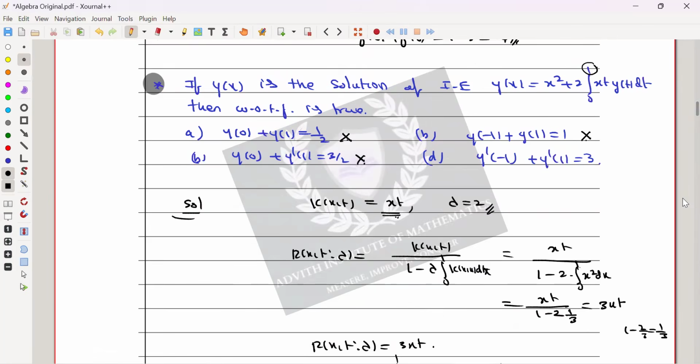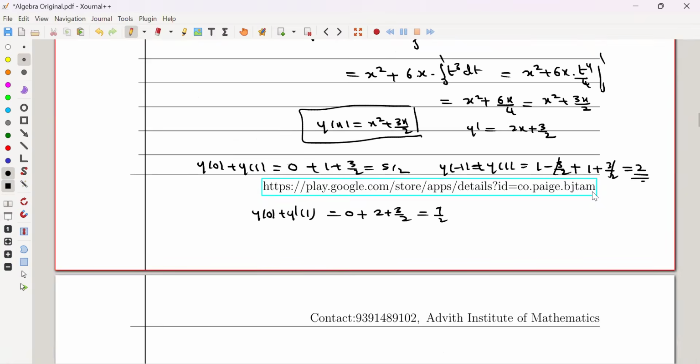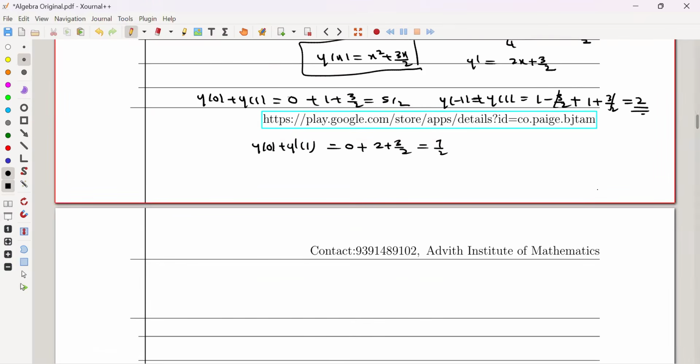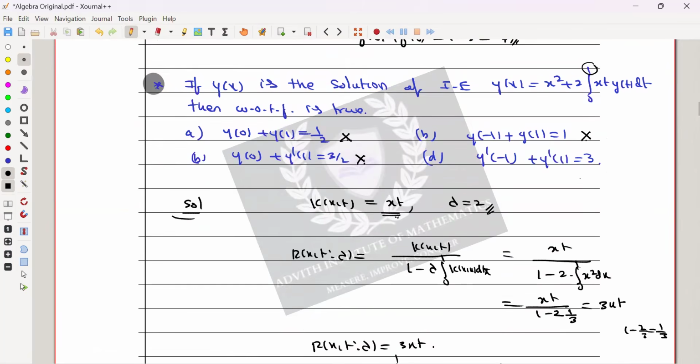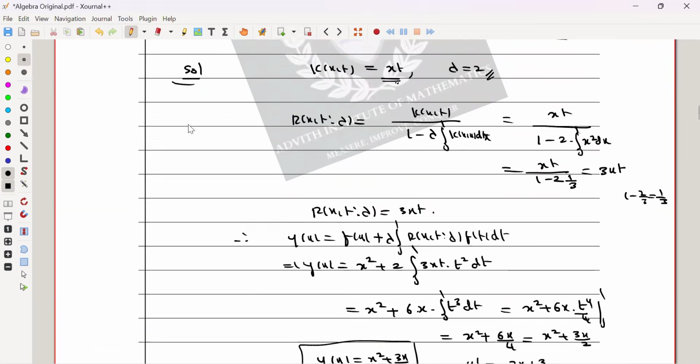What about option D? Y dash of minus 1 plus y dash of 1 is equal to 3. So y dash is this one, sir. So y dash of minus 1 plus y dash of 1. So minus 2 plus 3 by 2 plus 2 plus 3 by 2. So these two cancel. Plus 3 by 2 plus 3 by 2 is 6 by 2, which is equal to 3. So therefore, option D is the right one. Next one.